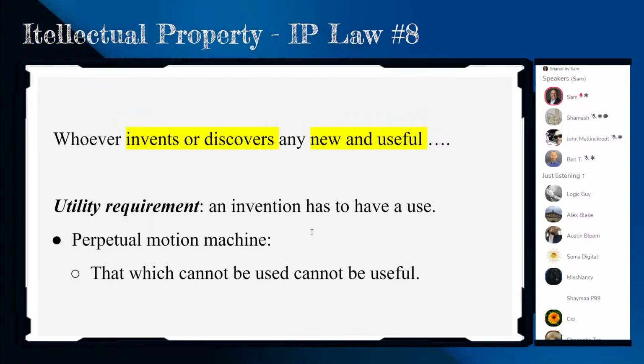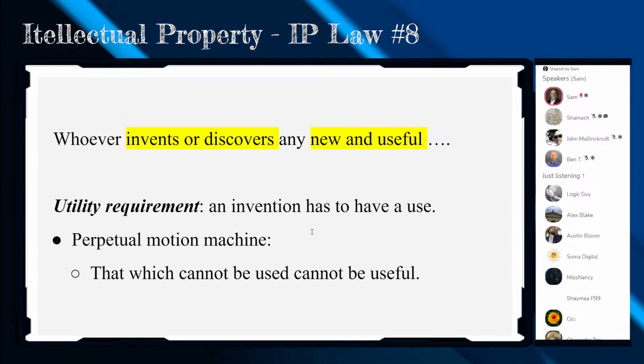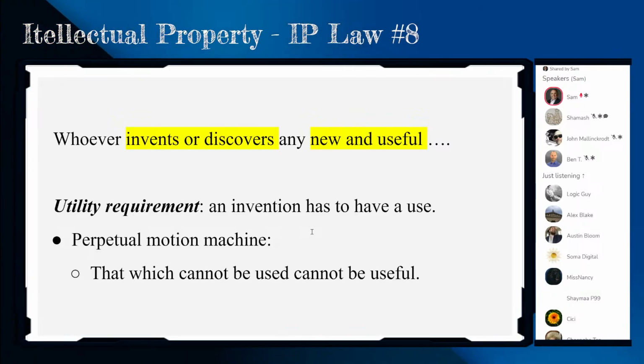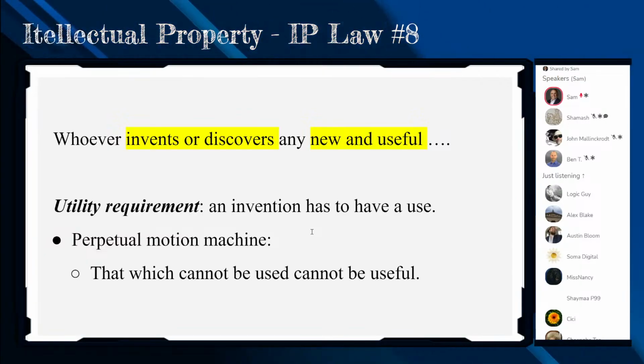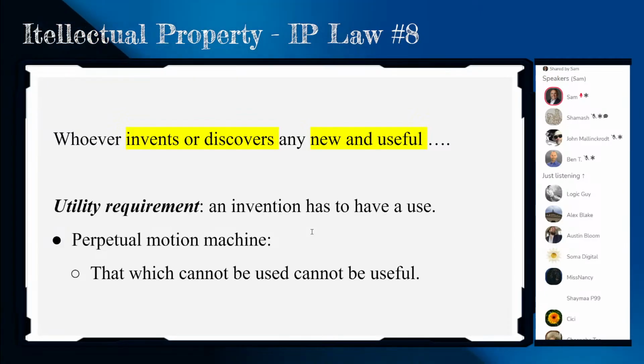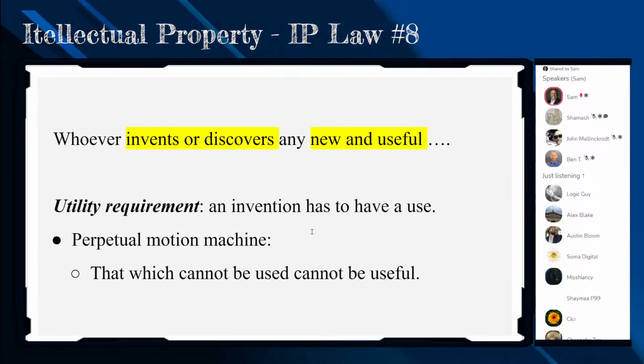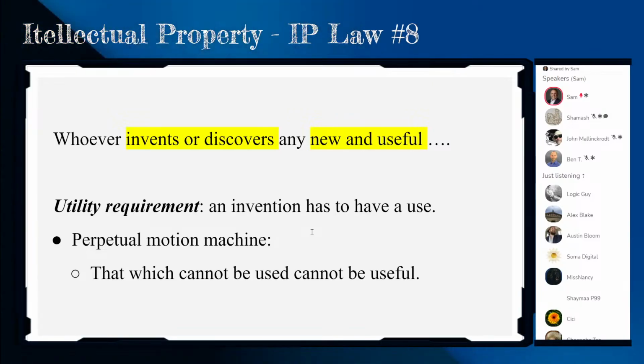The invention has to have a use. And this basically is there to get rid of crackpot inventions. So, for example, perpetual motion machines, right? We've had hundreds of applications throughout the life of the U.S. Patent Office for perpetual motion machines. A perpetual motion machine is a machine that once you set it going, it keeps going without any additional energy input. That is scientifically impossible. It runs against the second law of thermodynamics. And so right off the bat, the patent office says, this is not useful. This doesn't comply with the utility requirement. Why? Because a perpetual motion machine can't be used as described.